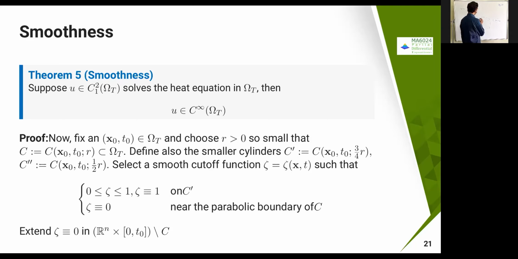Then I'm going to define C dash. This has radius r, and C dash is going to have radius 3 by 4 r, that is, 3/4 of this radius. And then I have one more cylinder, which is going to be half of this one. Therefore this is 3 by 4 and this one is smaller than this. Like this, I'm defining three cylinders.